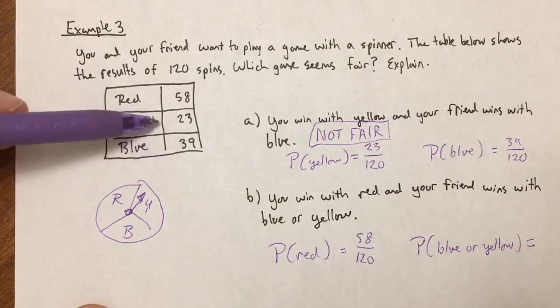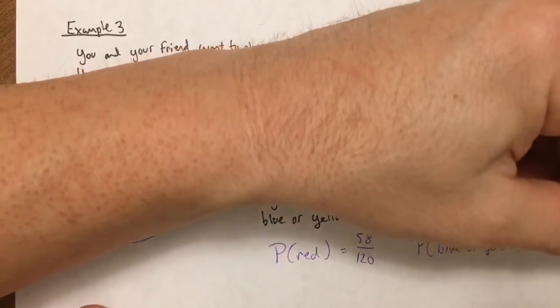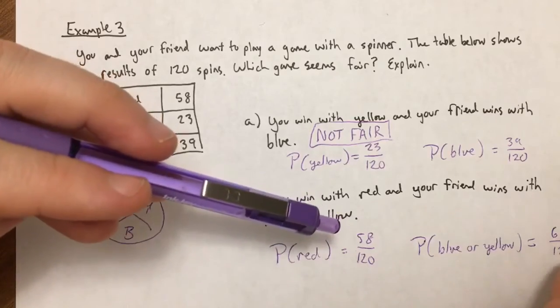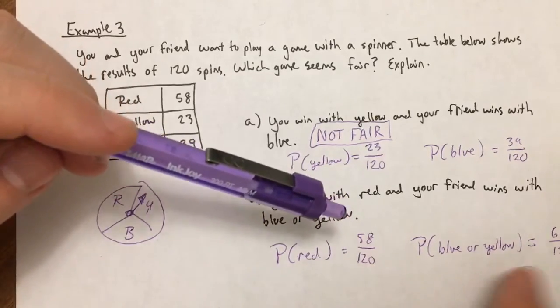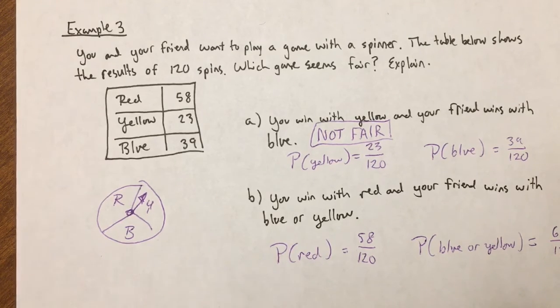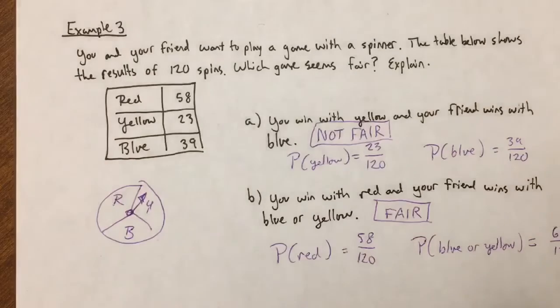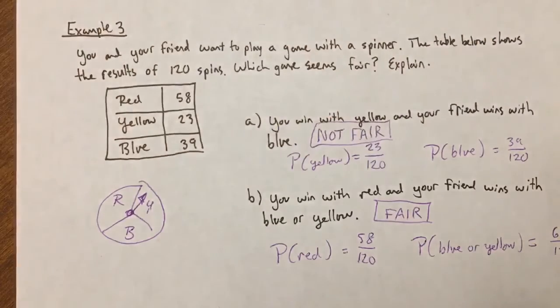So if we add 23 and 39 with each other, that gives us 62 out of 120. Now, compare the results of both of these experimental probabilities. We have 58 out of 120 compared to 62 out of 120. Not much of a difference between the results. So since they're both close to being equal, we would consider this to be a fair game because the probabilities are close to being equal in measurement, as opposed to the first example, where there was a pretty stark difference between the probability measurements we were comparing.